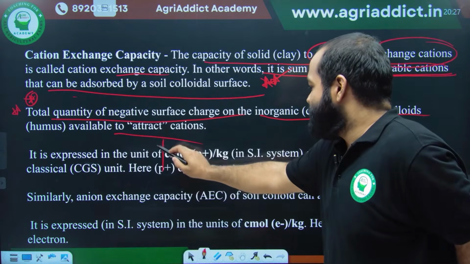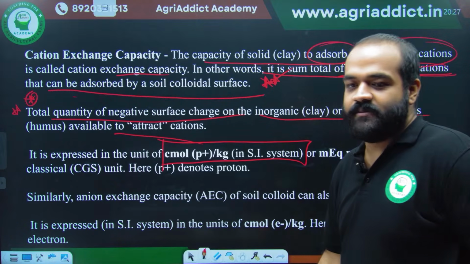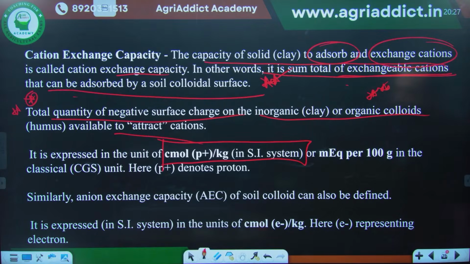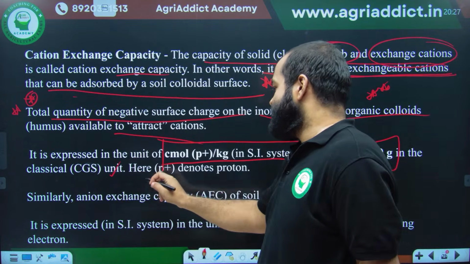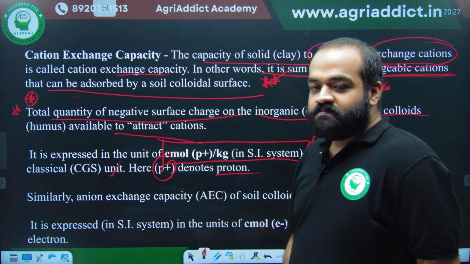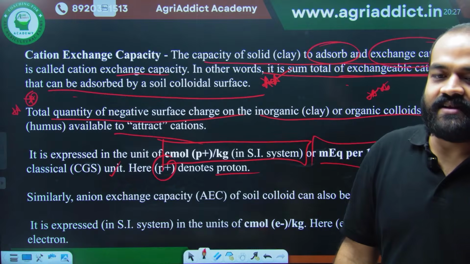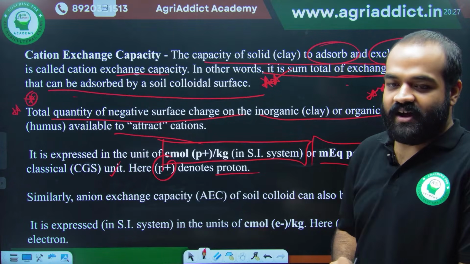Units are very, very important. SI system unit which is used presently, that is centimole positive charge per kg of soil, and milli equivalent per 100 gram of soil in the classical unit. Here P plus denotes proton or positive charge. So if a conversion between these two ever comes, the conversion is not at all hard. I think all of you know.